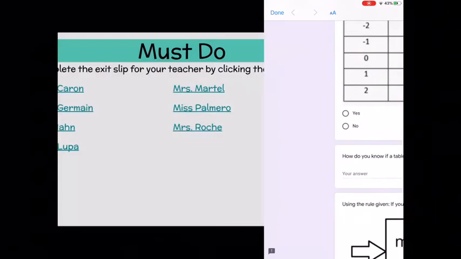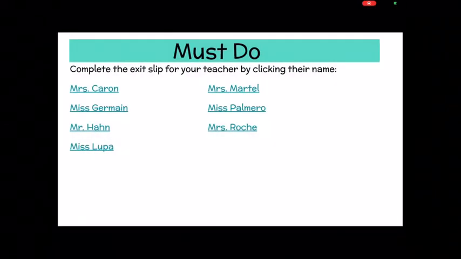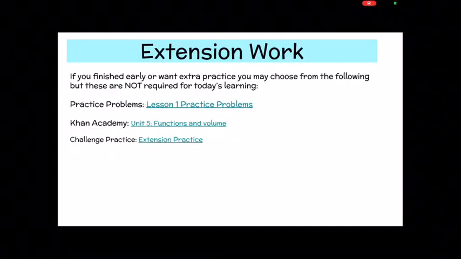Once you go through all your lessons, you get to the must do, and you do your exit slip. The second to last slide for you is going to be extension work. This is not something that needs to be completed, but I suggest you do it if you finish early and say, hey, that was really easy, maybe I want to try something a little bit harder. That would be a good idea to do that extension practice.